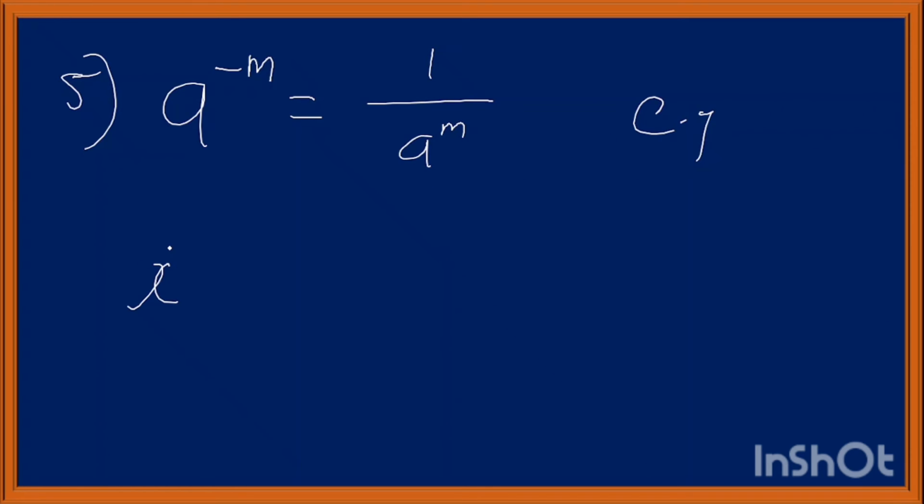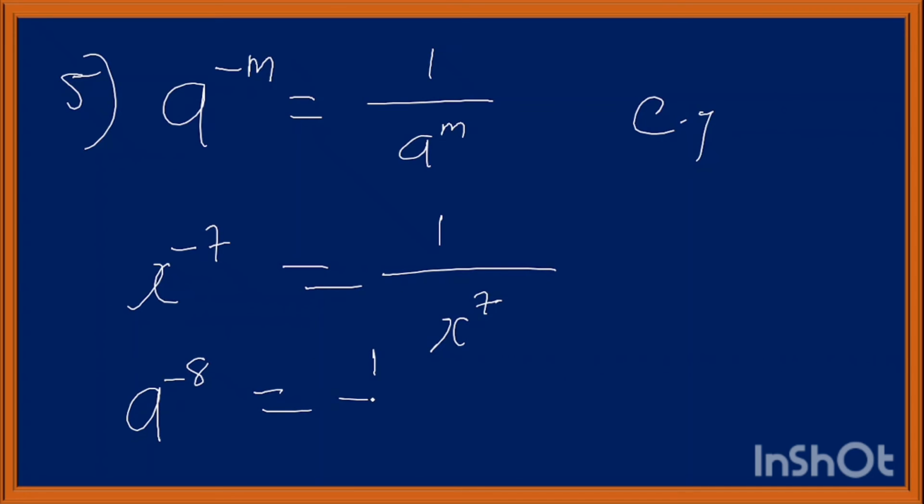If I have x to the power minus 7, it's the same thing as saying 1 divided by x to the power 7. So taking out the negative sign at the exponent is just taking the what? Reciprocal. If I have a to the power minus 8, it's the same thing as 1 divided by a to the power 8. So that is just it.